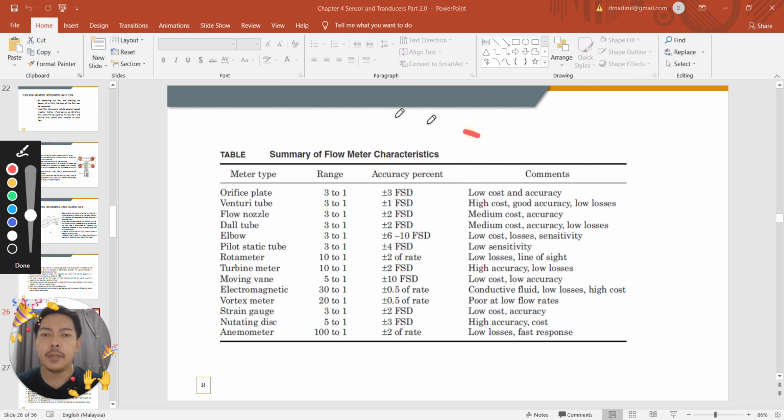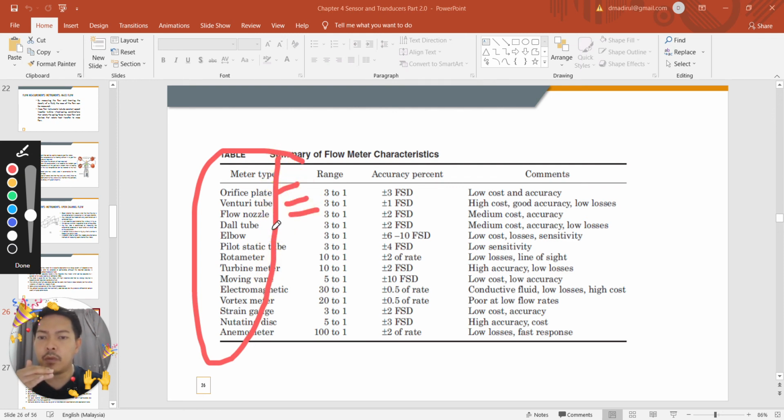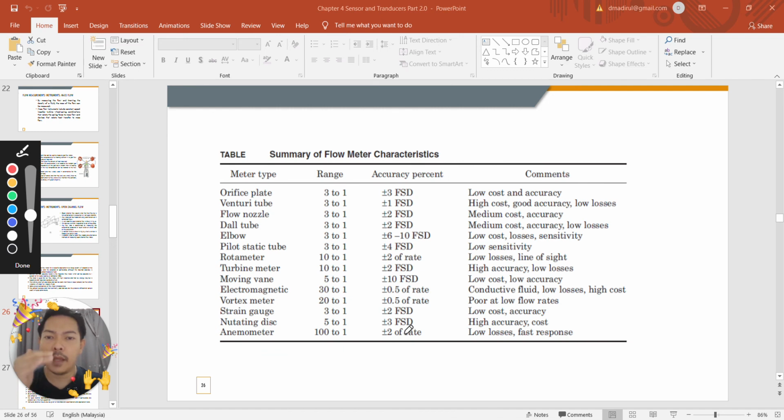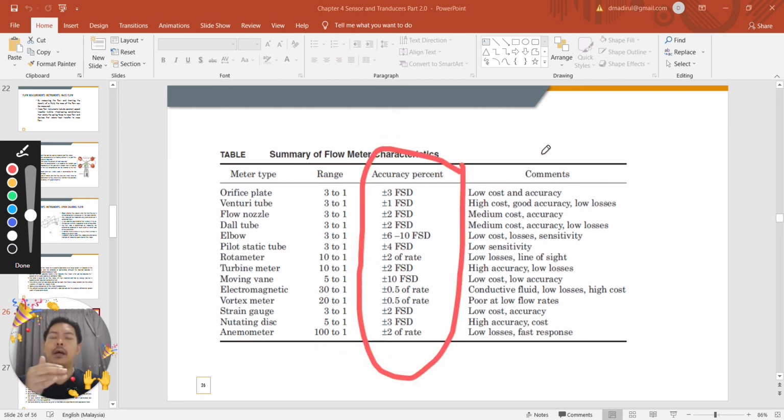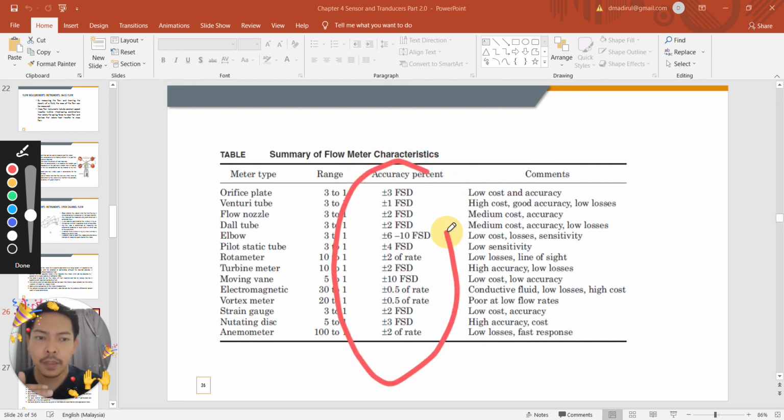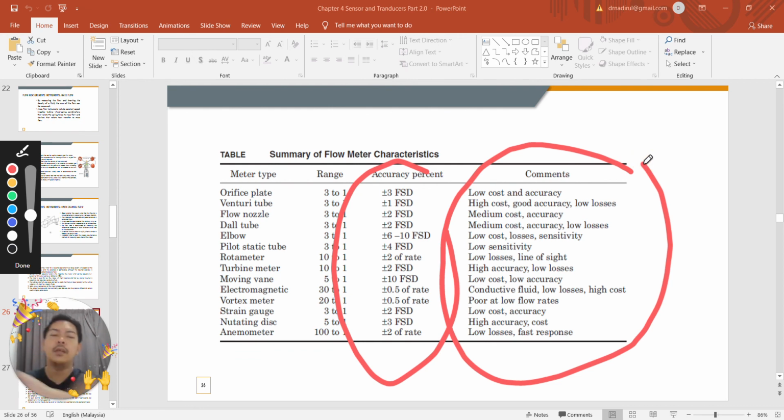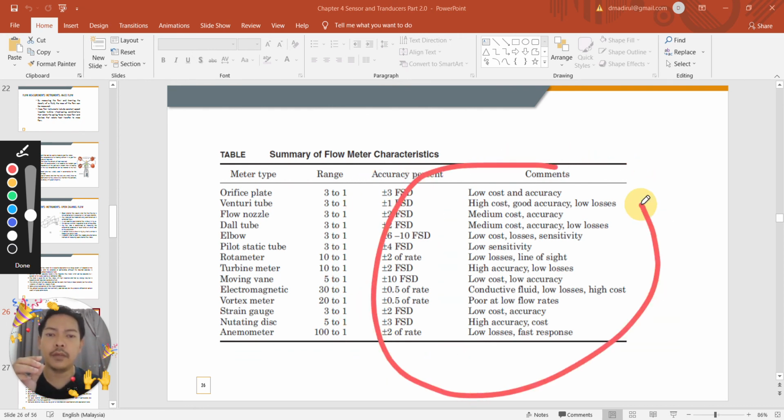The table here shows you the summary of the flow meter characteristics. You can see here the types of flow meter: orifice plate, venturi tube, flow nozzle, dall tube, elbow, pitot static, rotameter, turbine meter, moving vane, electromagnetic, vortex meter, strain gauge, nutating disc, and also anemometer. These have all already been covered in the previous slides. You can see here the range of each flow meter, then this column shows the accuracy percentage of each flow meter, and this shows you the general comments, the advantages and disadvantages of every flow meter.